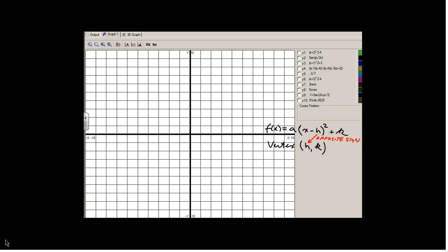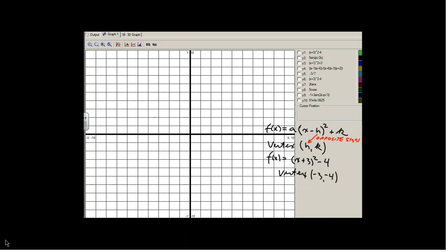That's important to remember. You may also notice that this can be looked at as a transformation where we move the vertex left and right, because this value of h is inside the parentheses, and we go up and down k. Our example function is f of x equals (x plus 3) squared minus 4. That tells us the vertex is at (-3, -4).